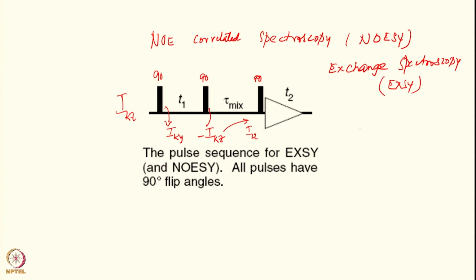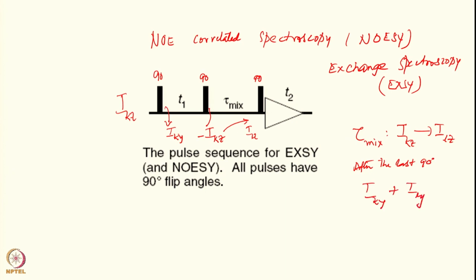So therefore during the mixing time, what happens? IKZ is transferred to ILZ partly, not entirely. There will also be a little bit of IKZ left. Then when I apply the last 90-degree pulse, both this IKZ and ILZ will get converted into transverse magnetization. So after the last 90-degree pulse, I will have both IKY plus ILY.